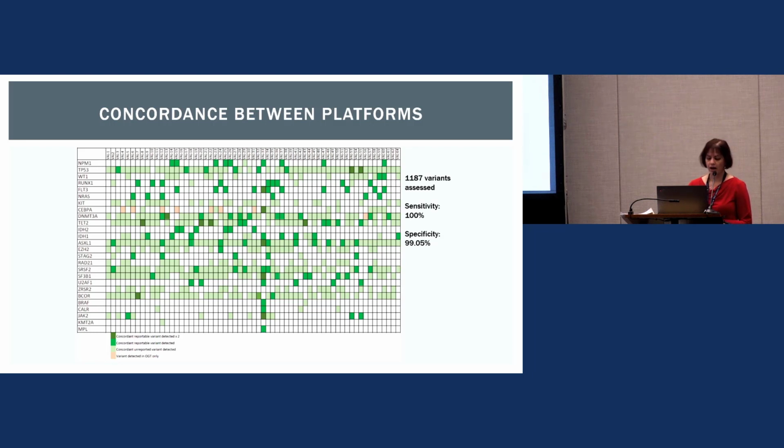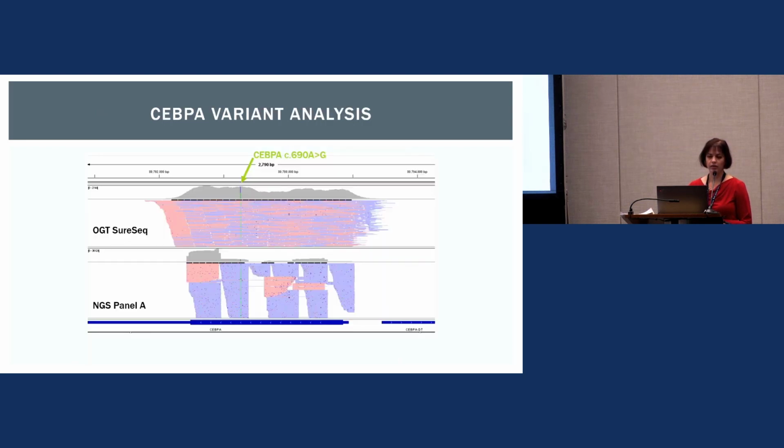There were several variants in CEBPA that we did pick up by Sanger sequencing and weren't able to see on the other NGS panel, but we were able to see them on OGT SureSeq, which was very reassuring. This is the comparison of this gene that we were particularly concerned about between the two NGS panels. On the top is the raw data from OGT, and on the bottom is from the other gene panel that we were using. You can see on the bottom that there are several regions with gaps in coverage, whereas with the OGT, we had very even coverage across the entire gene. This made it much easier to pick up variants regardless of where they were.